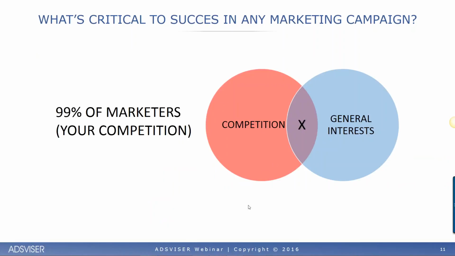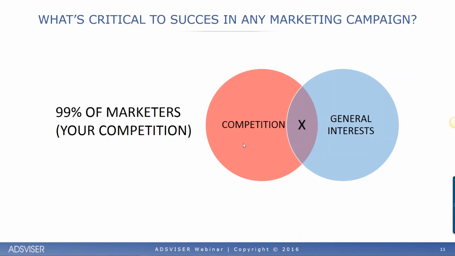Let's say there are other marketers out there doing Facebook. 99% of marketers, your competition, are in this central area here, okay? So what they do is they go into Audience Insights and type in the most common thing they can think of. So it's competition and general interests. Excuse me, this is not where you want to be.